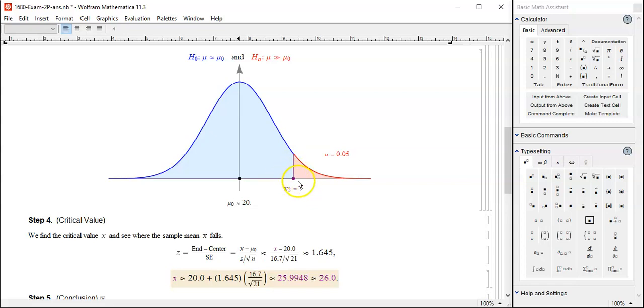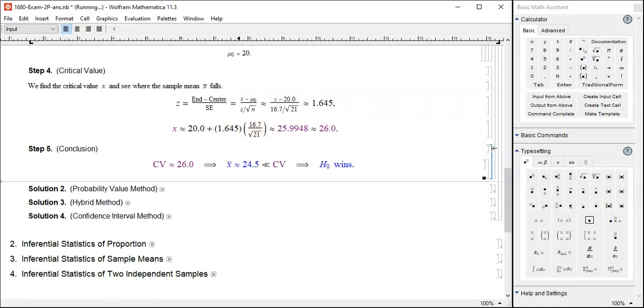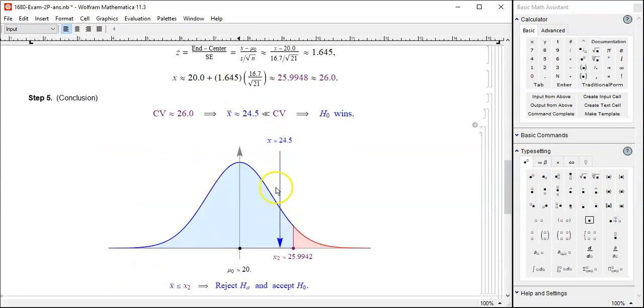So we have 26 here. So compare that with 24.5. Where does it fall? Here we go. 24.5 falls in the null region. It's close enough to null that the null hypothesis wins. We have to accept the null hypothesis. So this critical value is a threshold. Too far away, then null loses, so we reject null.